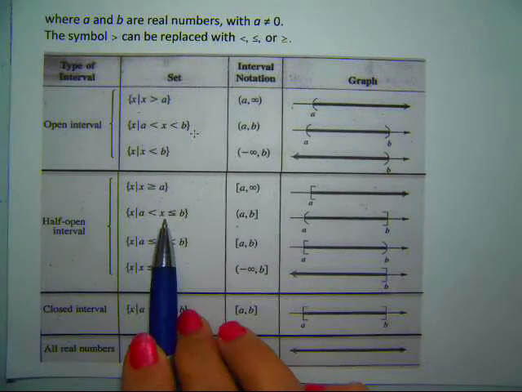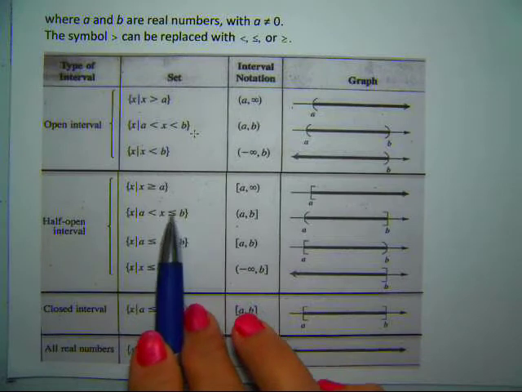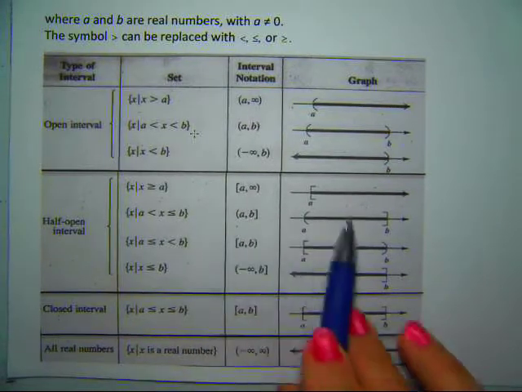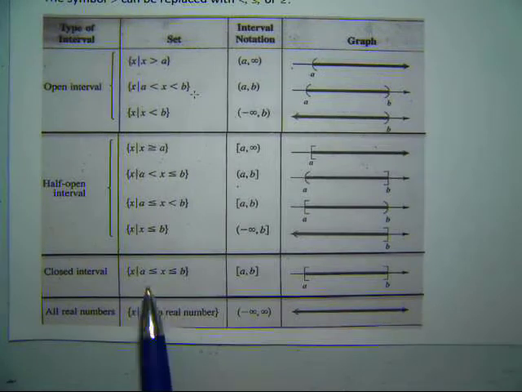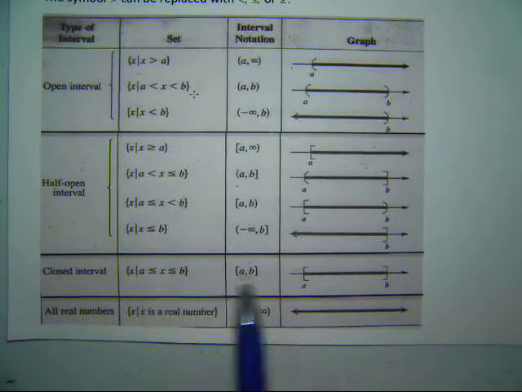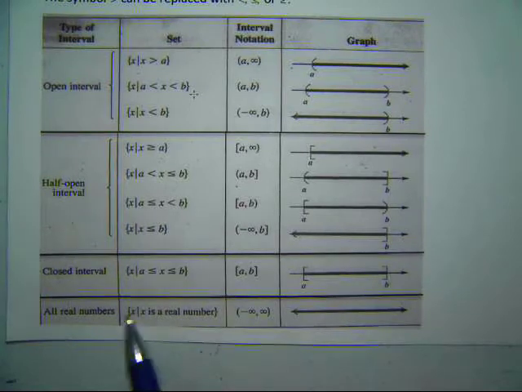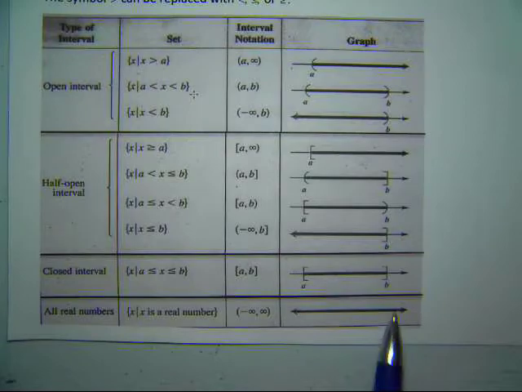Look at this one: x is greater than b, there's no equal, and less than or equal to b, so it's open on the a but closed on b. Open on the a, closed on the b, and vice versa. And the only closed interval is when we are including both ends, so from a to b. And when we say all real numbers, we mean negative infinity to infinity, and it's the whole number line.